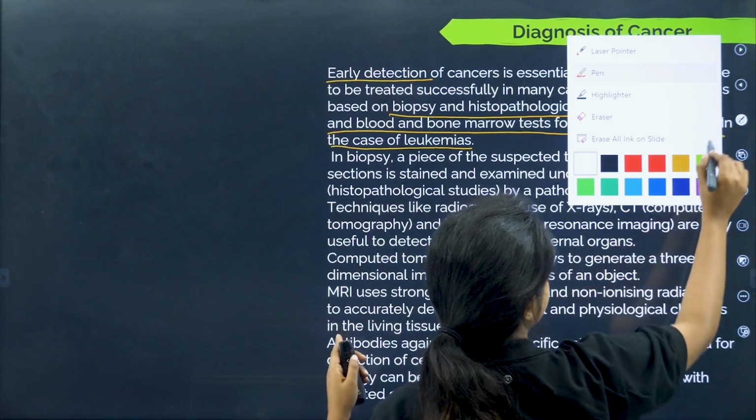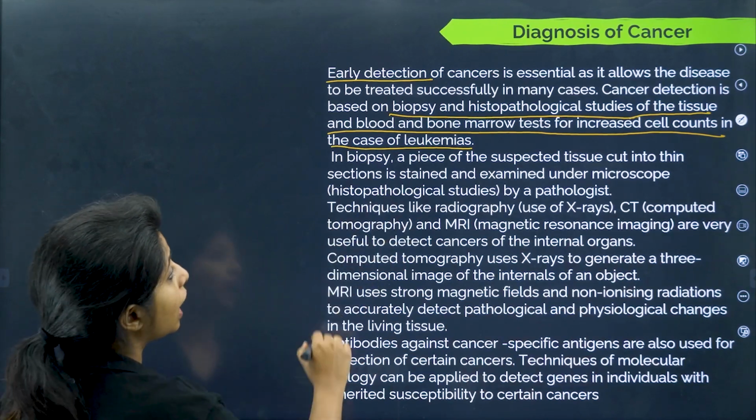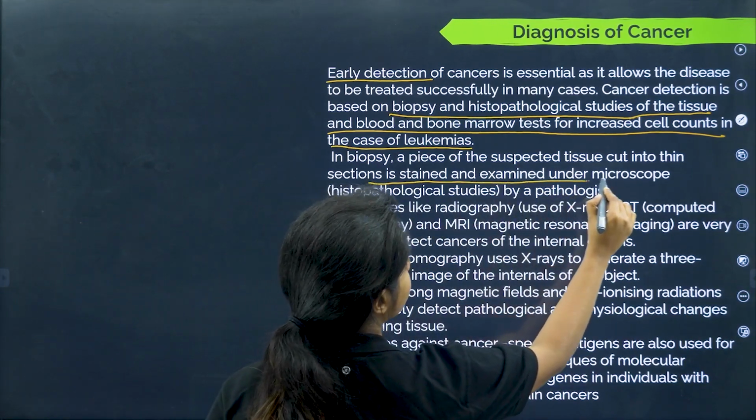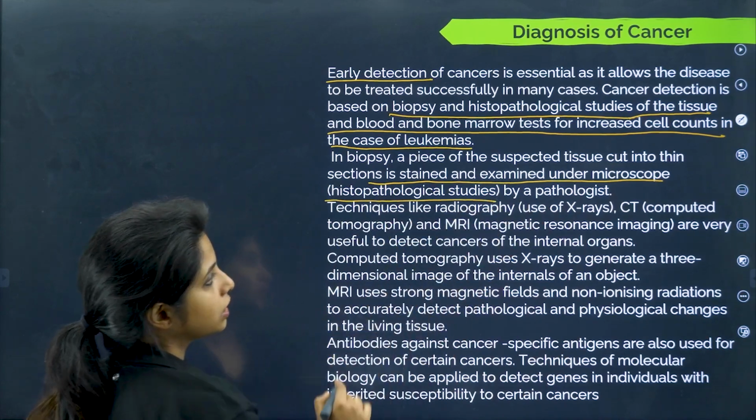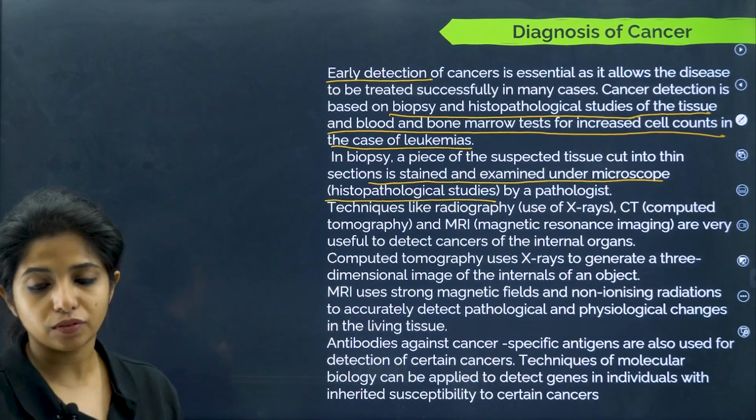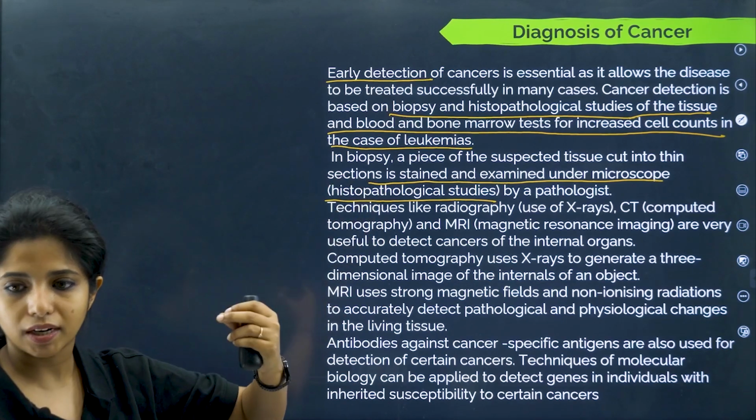So let's read it first and then we'll go ahead, okay. So in biopsy, a piece of suspected tissue cut into thin section is stained and examined under microscope. And this studying is known as histopathological study. So biopsy is basically cutting a thin piece of tissue, as I showed you, and when you study it, you call it histopathological studies.